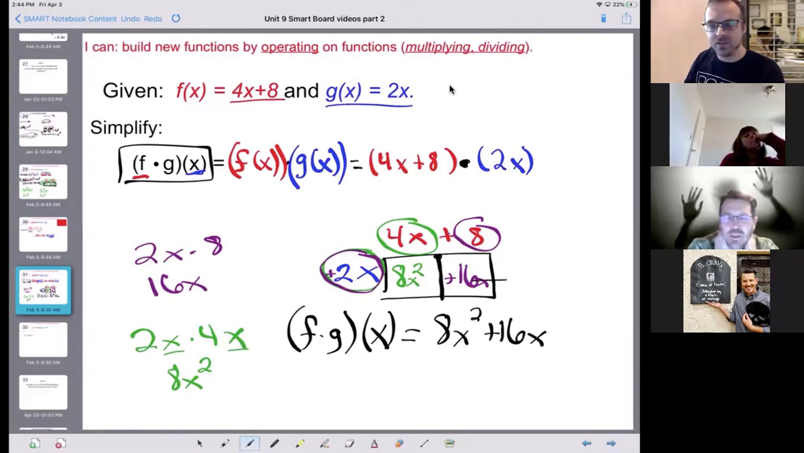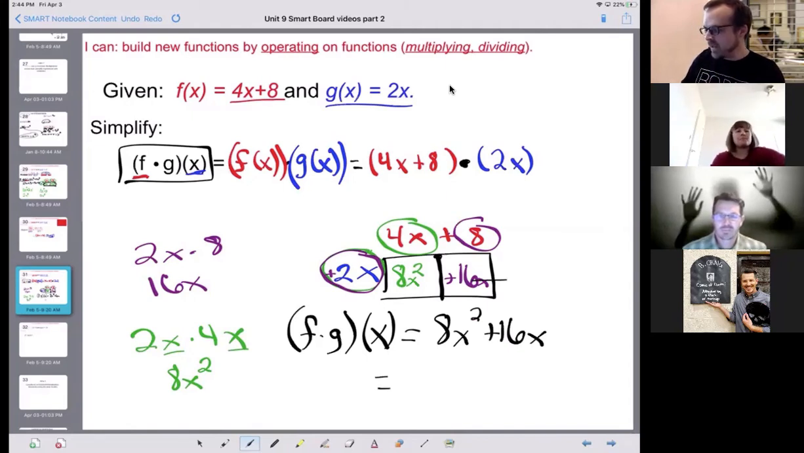And how would I put that in the calculator? Well, you can't put this into a calculator because it has variables. However, to type this into Canvas, you type in 8x to the power of, which is the caret key, 2, plus 16x.